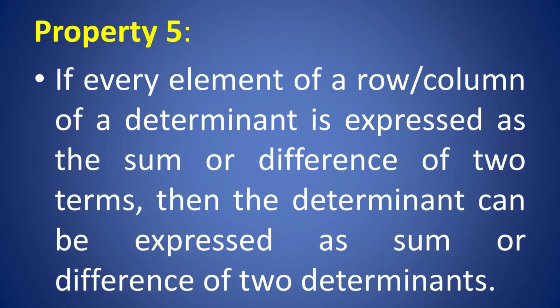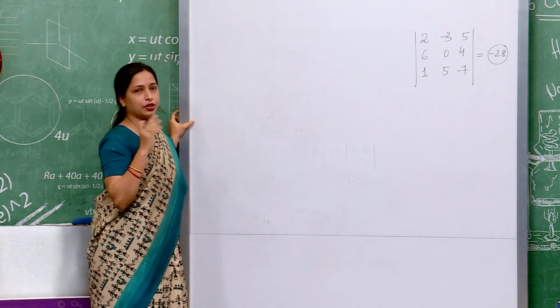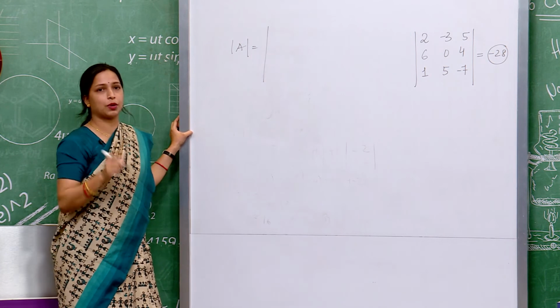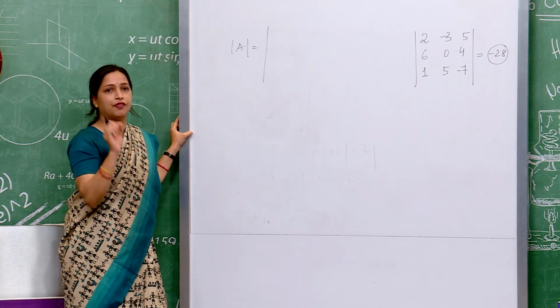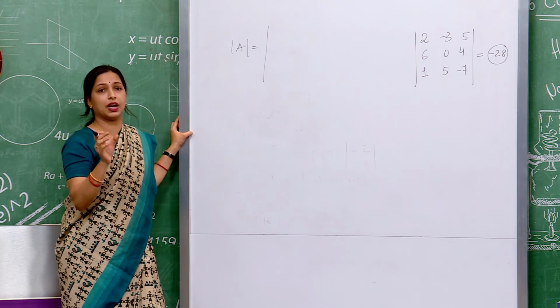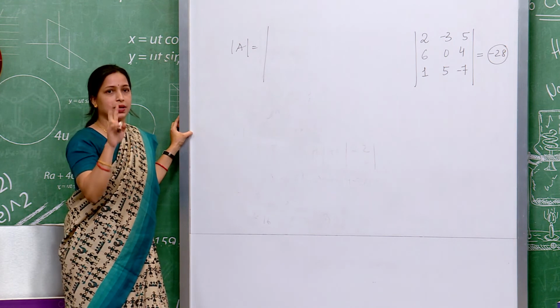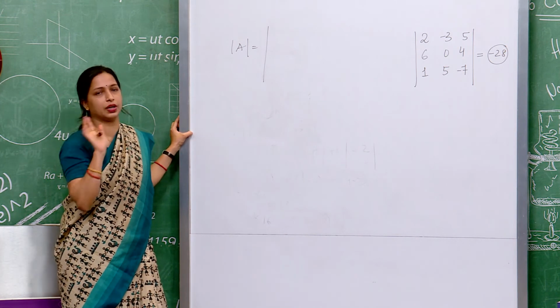Property 5 says that if every element of a row or column of a determinant is expressed as the sum or difference of two terms, then the determinant can be expressed as the sum or difference of two determinants, right? Now, what does it mean? Let's see with the help of an example. Here, we are going to take an order 3 determinant. In the property it is told that if every element of a row or a column is shown as a sum or difference of two terms, that means there are two terms in a particular row or in a particular column.